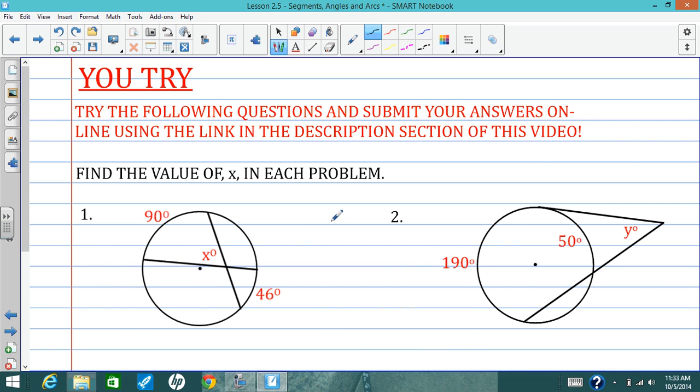So using your two theorems, I want you to try these two problems. Make sure to submit your answers online. And find x in number 1, find y in number 2. Good luck.